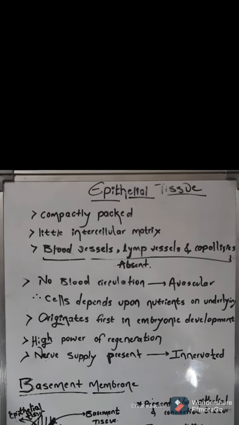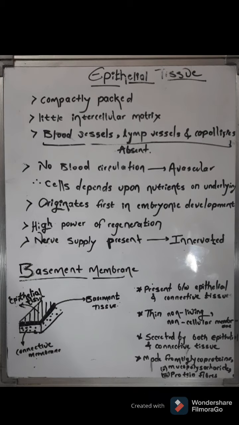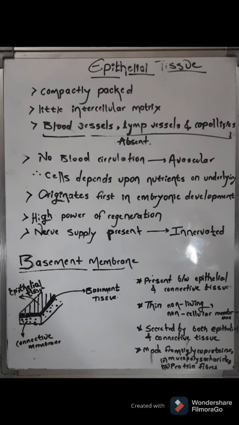So in the last lecture, we have studied about the tissues, their types, their subtypes and their examples. As you know, the human body consists of four types of tissues. Those are epithelial tissues, connective tissues, muscular tissue and neural tissue. In this lecture, we are going to start with epithelial tissues.